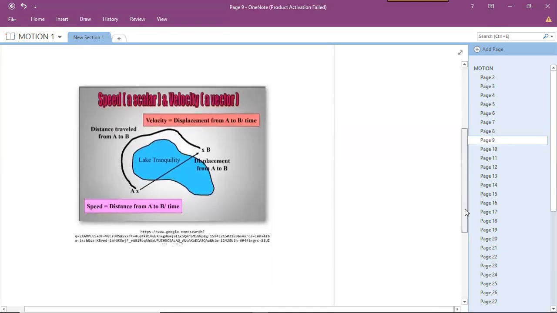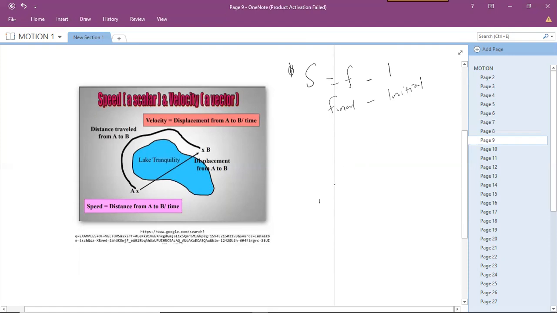So this diagram here shows the difference between distance and displacement. Displacement, I would denote as S. It takes into consideration your final position minus your initial position. So displacement is final minus initial position. That would be your displacement.